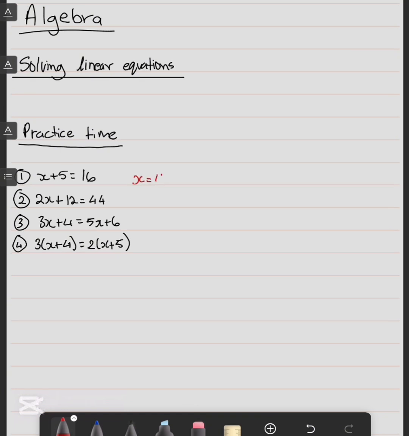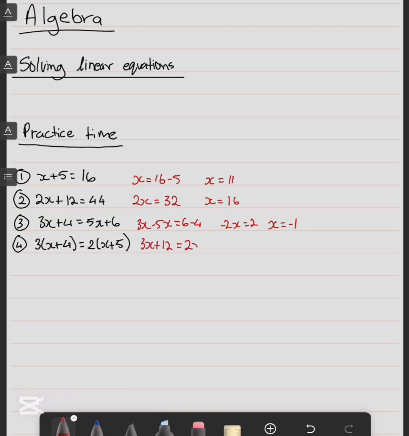So for question 1, we bring 5 to the other side and we get x equals 11. For the second question, we get 12 to the other side and then divide by 2 and we get 16. Question 3, we get all the x's to one side and all the other numbers to the other and simplify and get x equals negative 1.